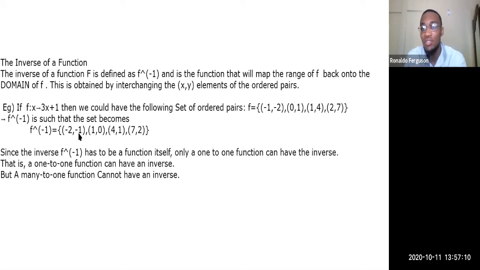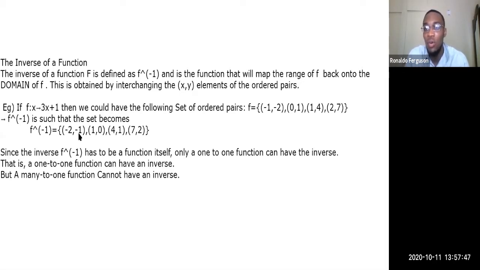And so for the inverse function, when you do it in a mapping diagram, instead of mapping the domain to the range, this time we're going to map the range back onto the domain. That's the inverse. Now here's the final thing we need to know about inverse. Since the inverse has to be a function itself, only a one-to-one function can have an inverse. So only a one-to-one function can have an inverse. We're going to prove why that is so later on.